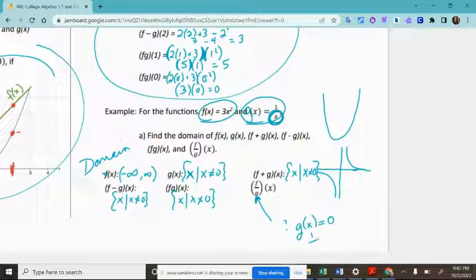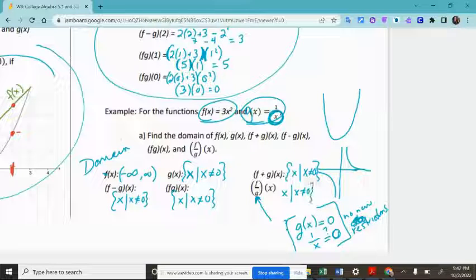Well, g of x is 1 over x. Is that ever possible to equal 0? Can I divide 1 by any number and get 0? Nope, not possible. So we have no new problems then, no new restrictions. We still have the same ones we had before. Restrictions is what I meant to write. So we still have the restrictions we had before, which is x can be anything except 0. The same domain as both f and g.